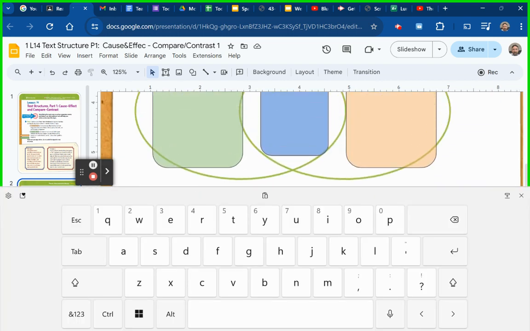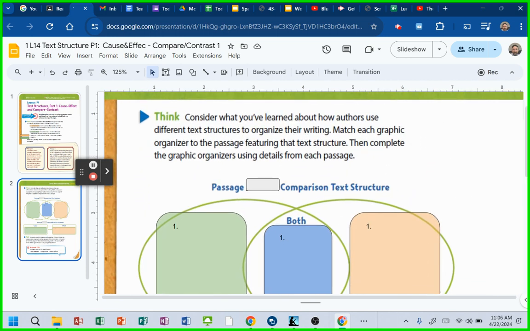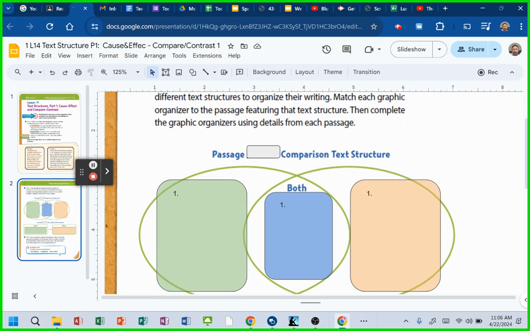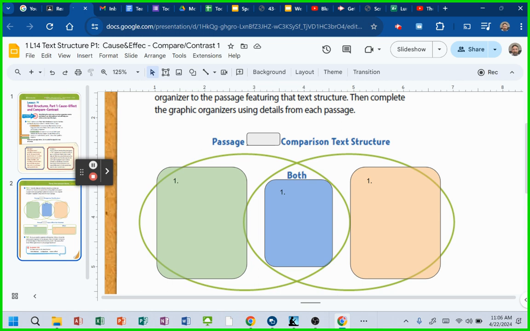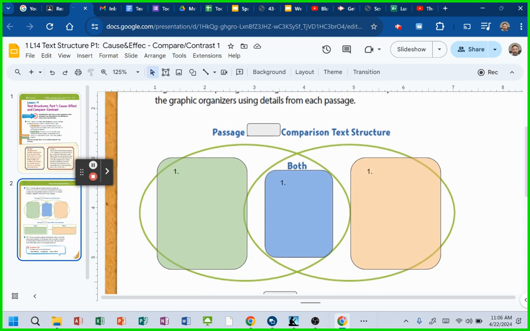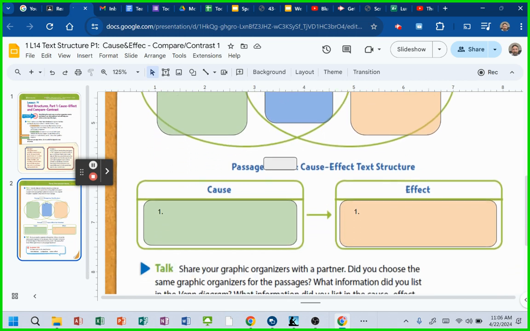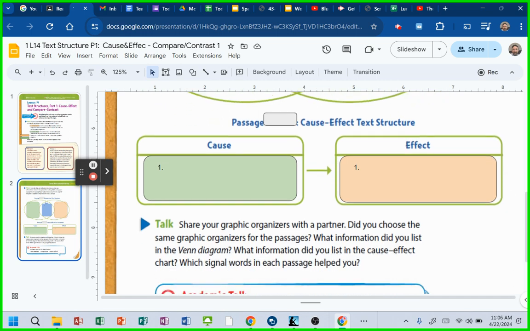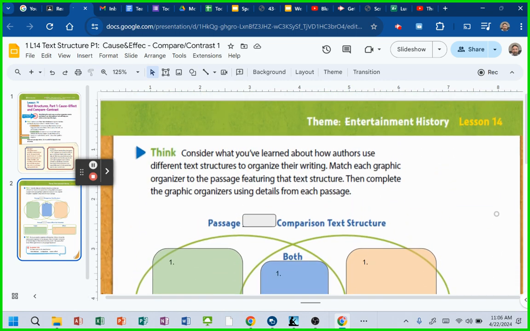All right. And it says right here, consider what you've learned about how authors use different text structures to organize their writing. Match each graphic organizer to the passage featuring that text structure. Then complete the graphic organizer using details from the passage. So which passage do you think would work with this one here? And which passage do you think would work with this one here? I want you guys to go ahead and just do that on your own. That's what you're going to work on right now. I read through them. You should have a pretty good idea. Make sure you fill out each little section of it. Good luck.